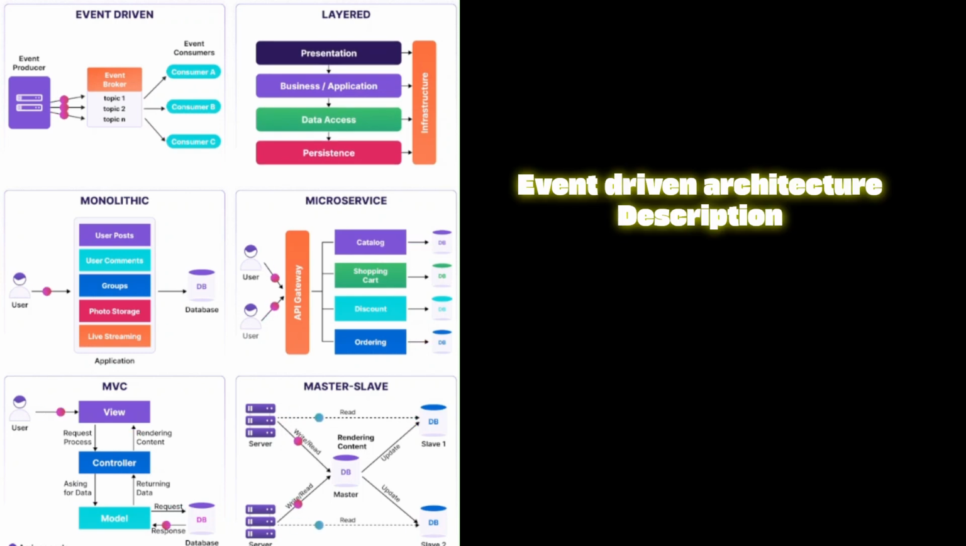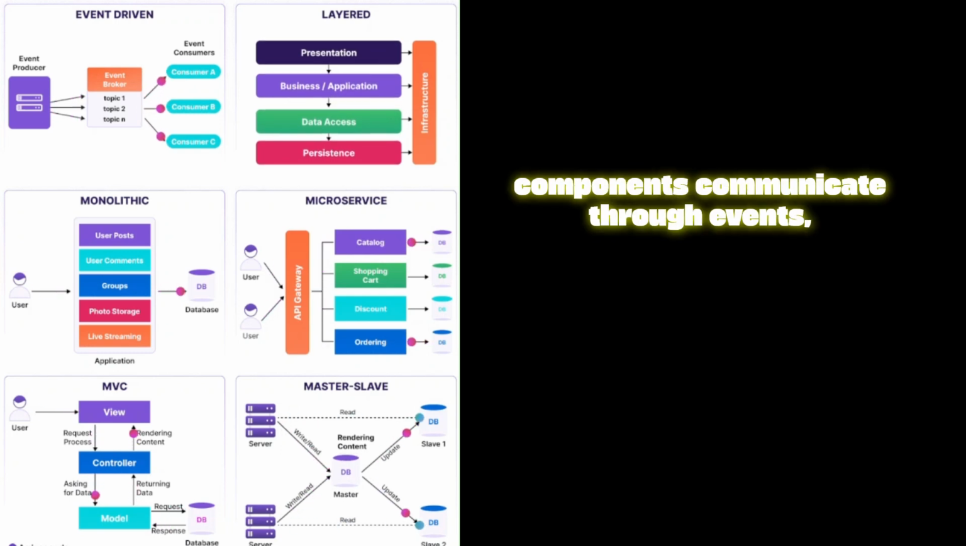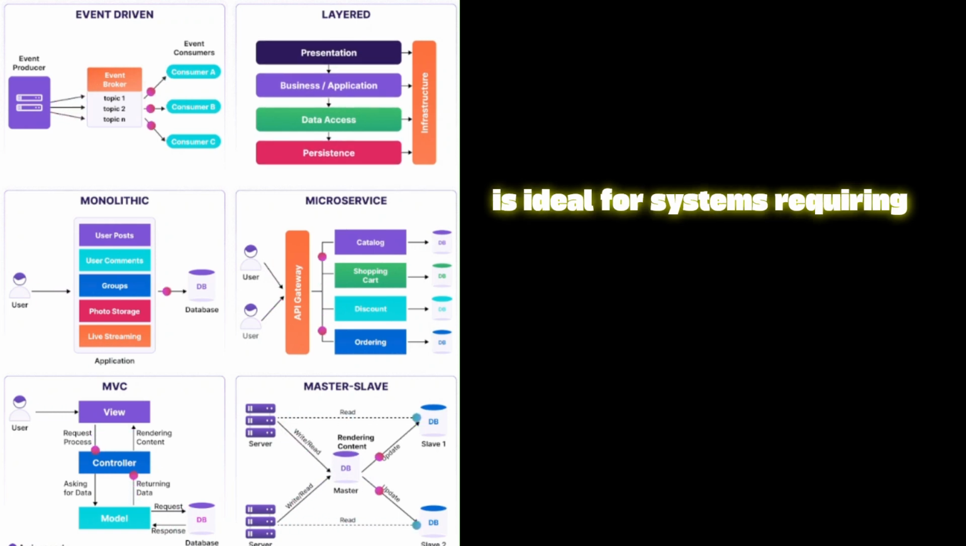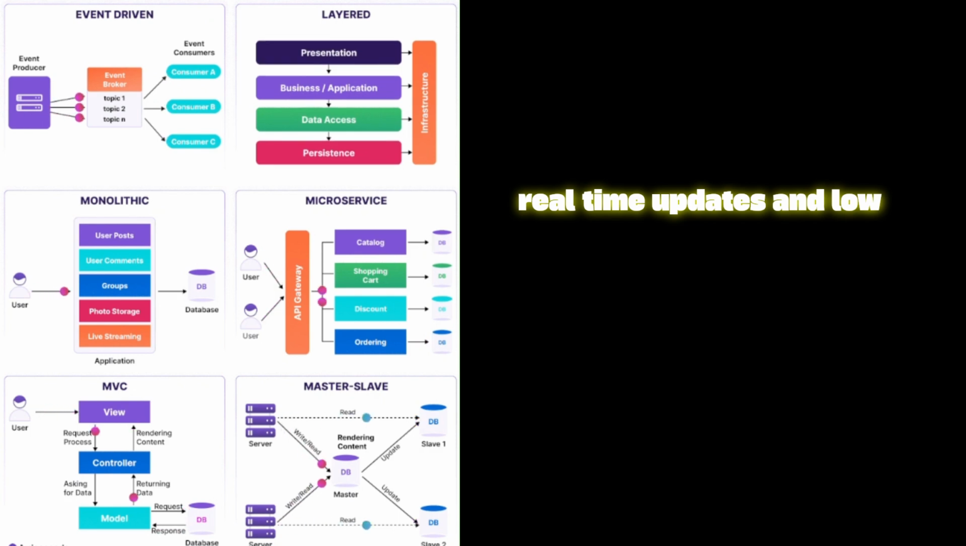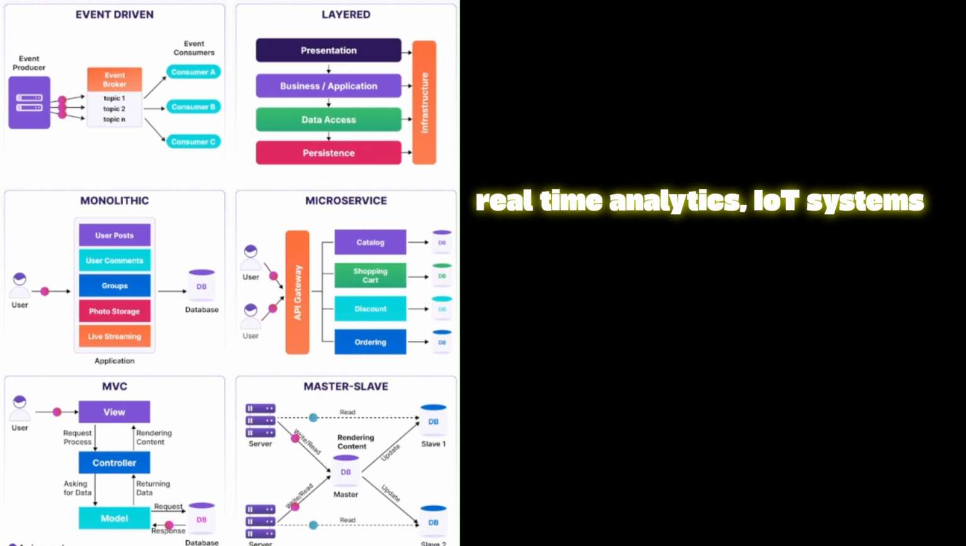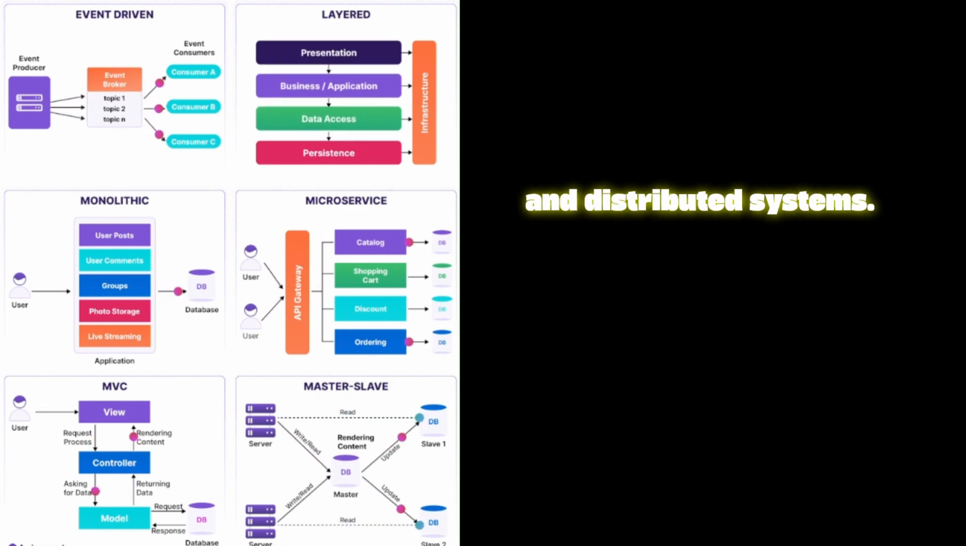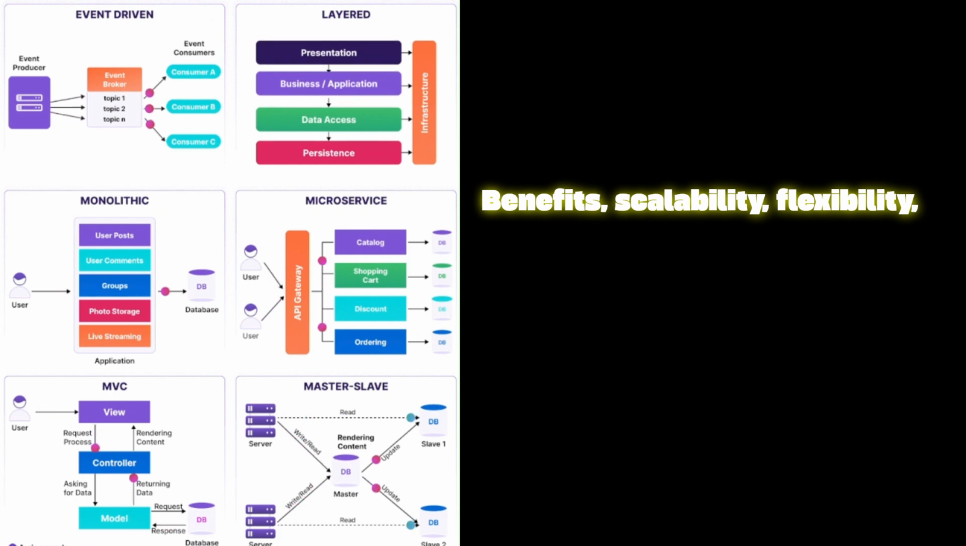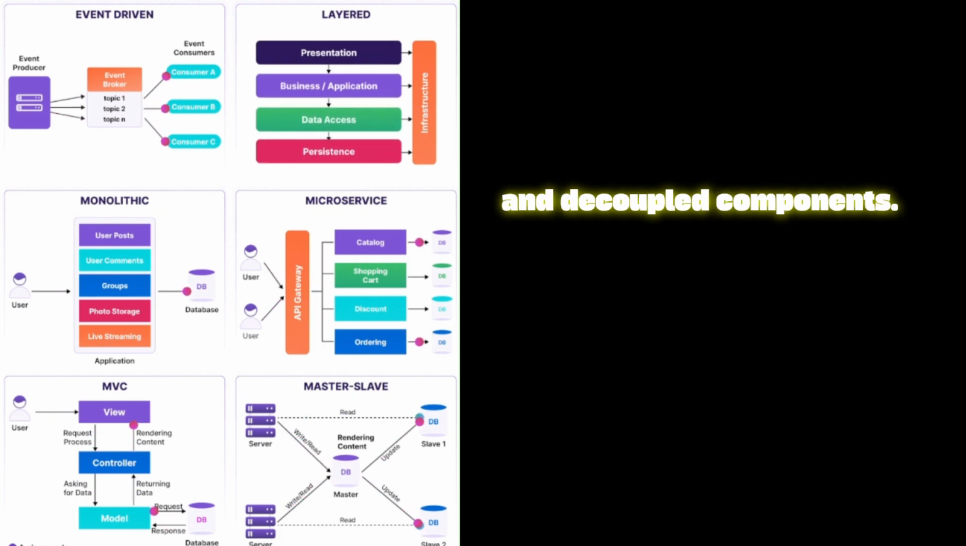Event-driven architecture description. Components communicate through events, enabling asynchronous communication. This is ideal for systems requiring real-time updates and low latency. Use cases: real-time analytics, IoT systems, and distributed systems. Benefits: scalability, flexibility, and decoupled components.